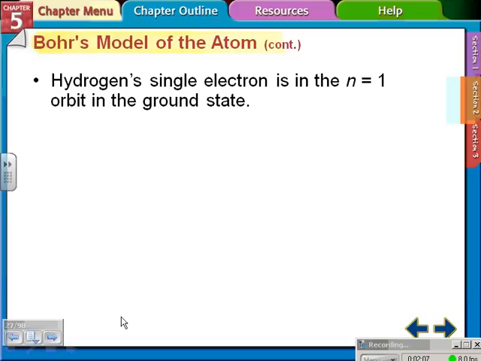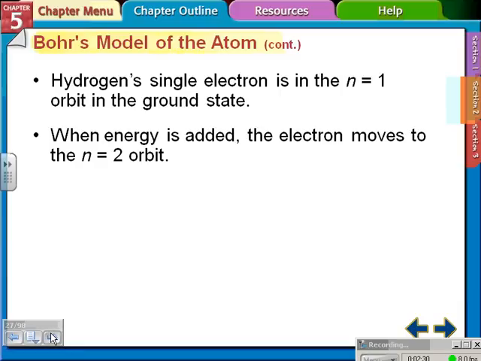Hydrogen was used for this model because it only has a single electron. It is in what's called the n equals 1 orbit in the ground state. The n stands for the quantum number, and that's the energy level. So hydrogen's one electron is in the lowest energy level possible, which is energy level 1, which is closest to the nucleus. So electrons will occupy the lowest energy orbital first before moving on to higher energy orbitals.